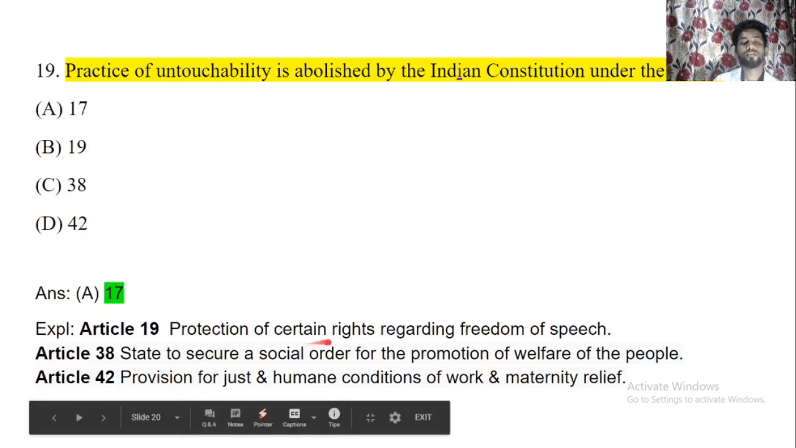Article 19 protects certain rights regarding freedom of speech. Article 38 states that the state shall secure a social order to promote the welfare of the society, so 38 is the promotion of welfare of the people. And Article 42 talks about just and humane conditions for work and maternity relief. It talks about just, fair and humane conditions of work regarding the workplace and maternity relief. So this is all about your options.